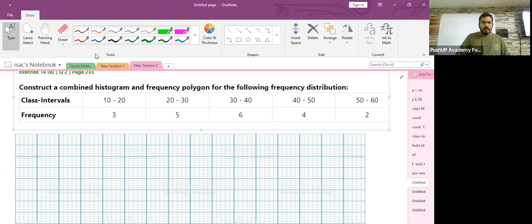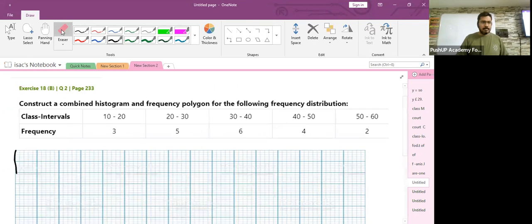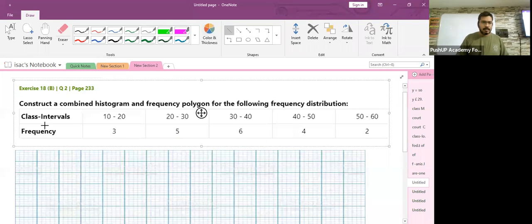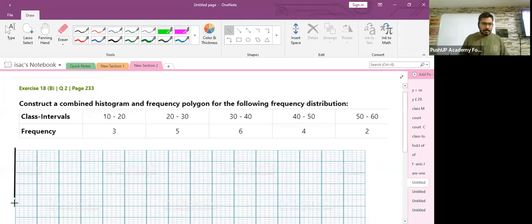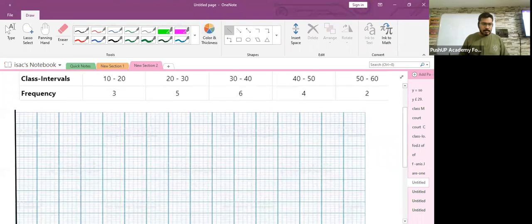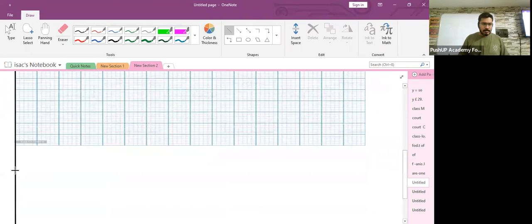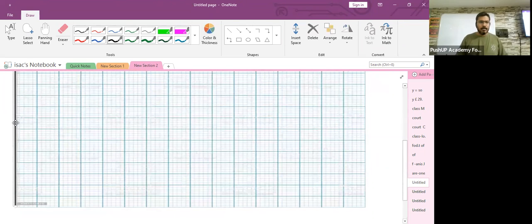Yeah. So let us draw the x-axis, y-axis. This is your y-axis, and this is your x-axis.